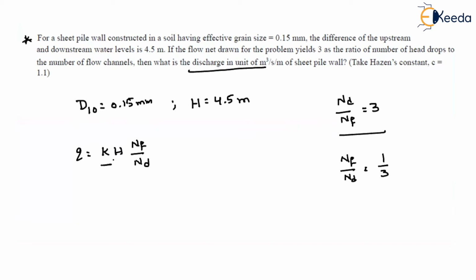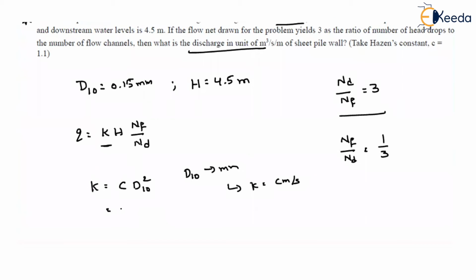Now how can I find out this K value? So for finding K value, what are they given? Effective grain size is given and Hazen constant is also given. Then about the hydraulic conductivity or K value, this I can say is C into D10 square. Always remember, if you substitute your effective grain size in mm, then you will get your K value in centimeters per second.